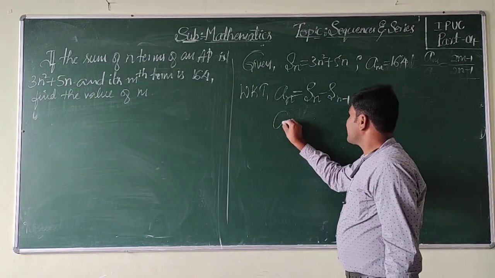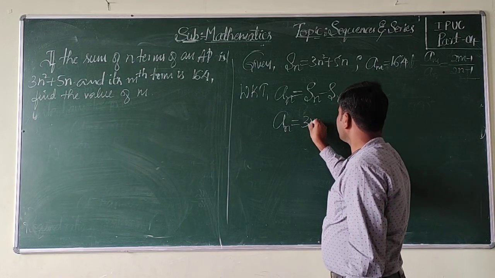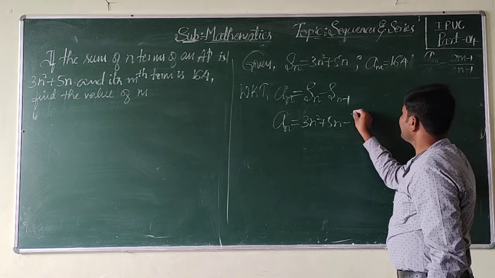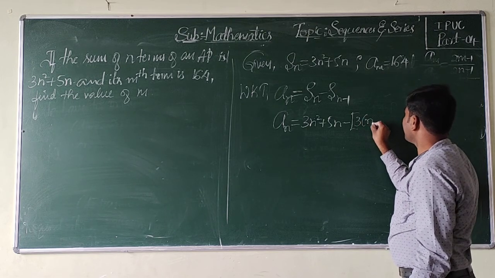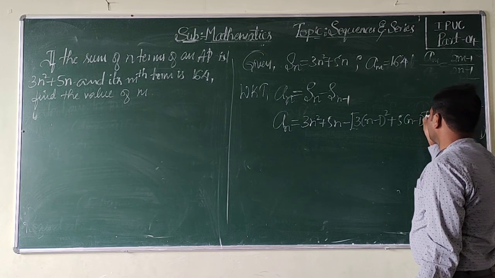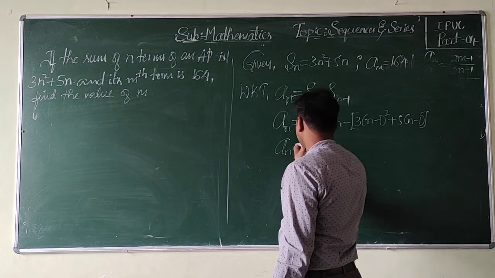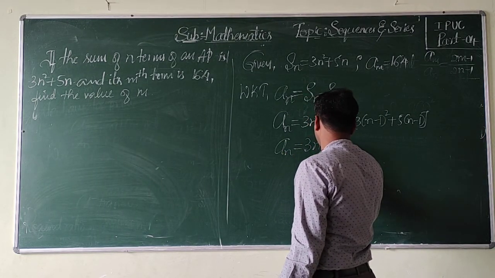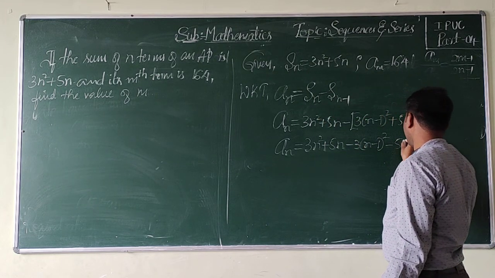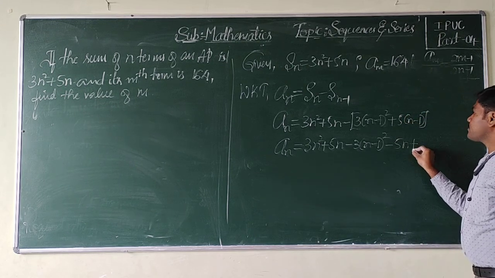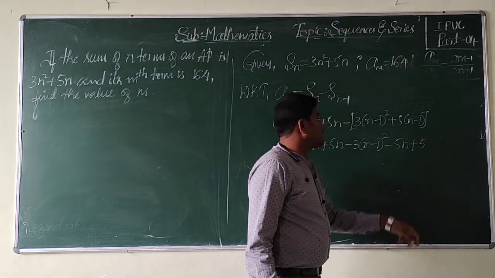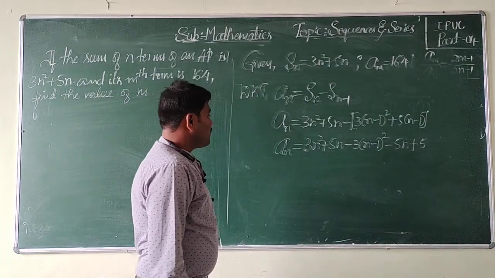So an becomes Sn, which is 3n square plus 5n, minus Sn minus 1, replacing n by n minus 1: 3 into n minus 1 whole square plus 5 into n minus 1. Simplify this. We will get 3n square plus 5n minus 3 of n minus 1 whole square minus 5 into n minus 1. Okay, both are same.